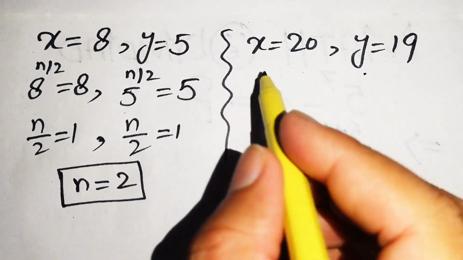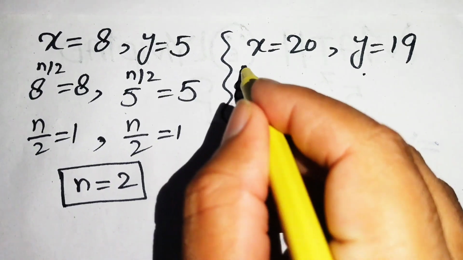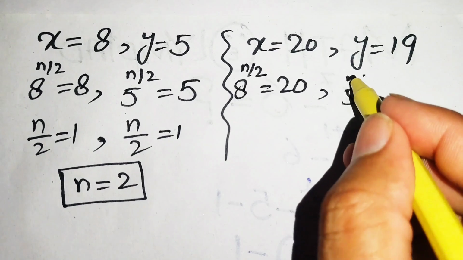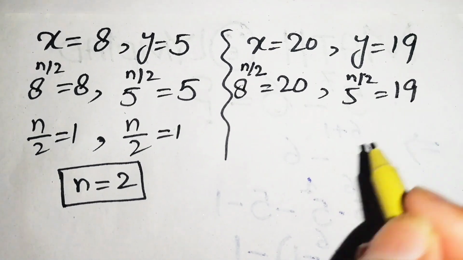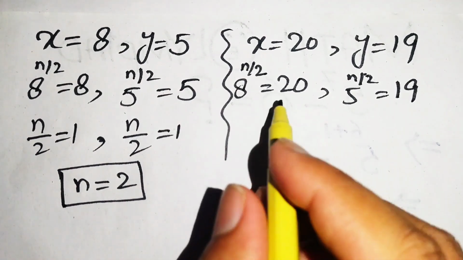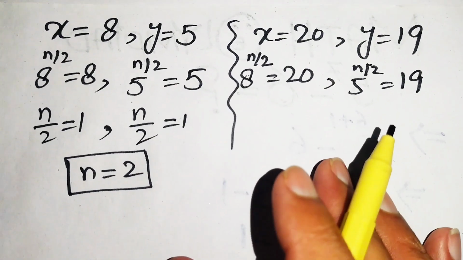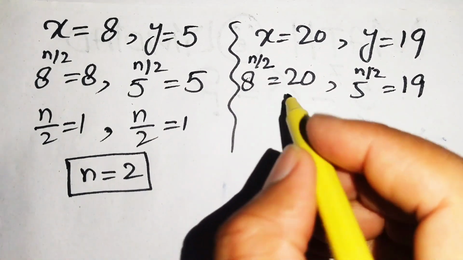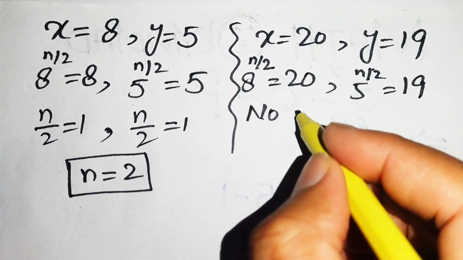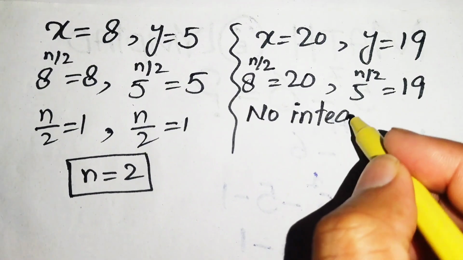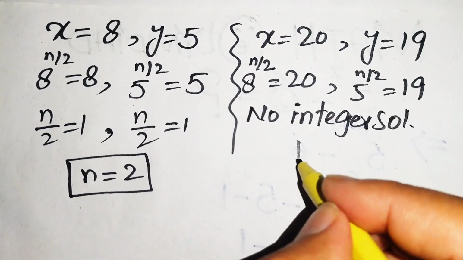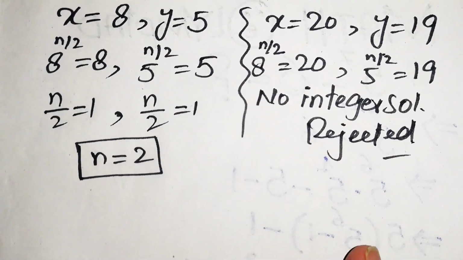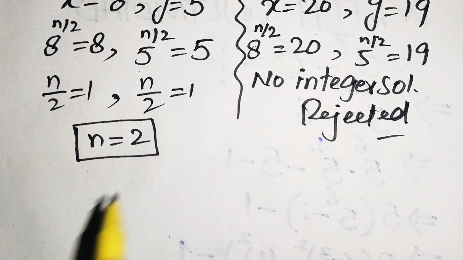Similarly, we substitute the values of x and y here, and we get x, 8 to the power of n over 2 equals 20, and in this case 5 to the power of n over 2 equals 19... equals 90. So in both of these cases we cannot get integer values of n, because at the start of the problem we said that n is an integer. So this case cannot give us an integer solution, so we reject this case, because in this question we find only the integer solution, and the integer solution is n equals 2, and this is our final answer.